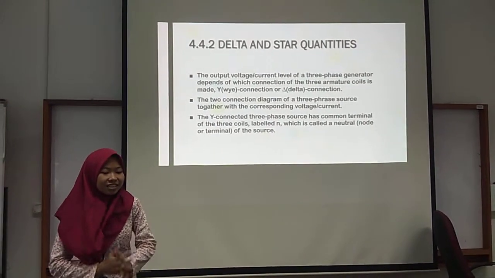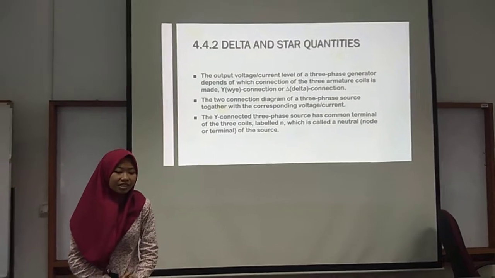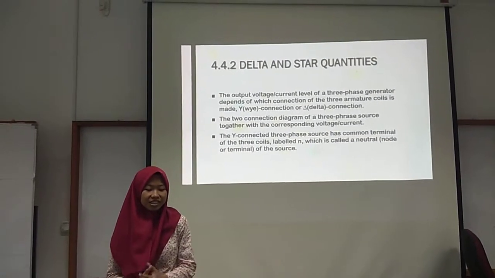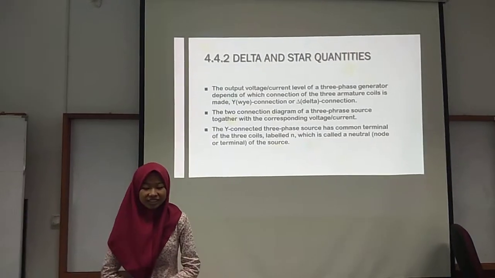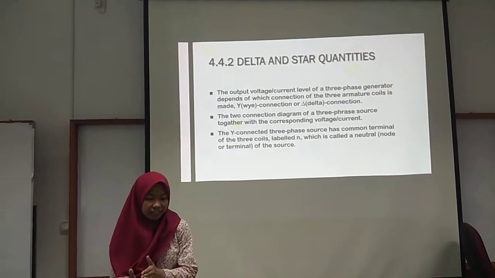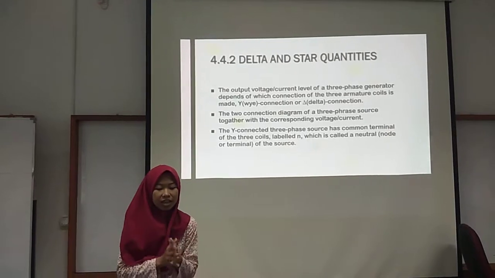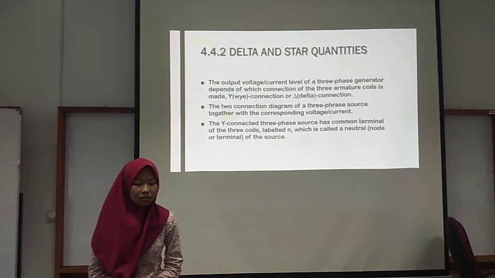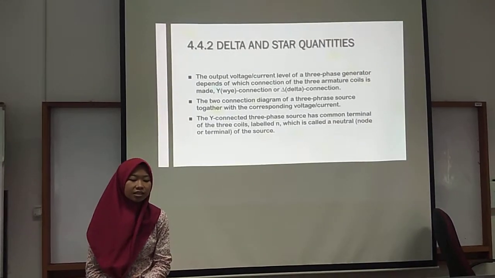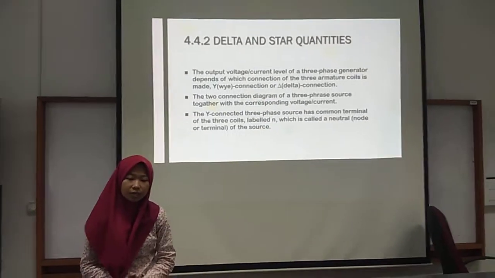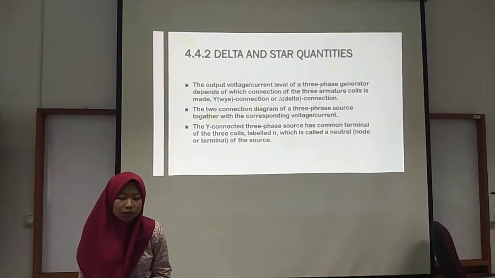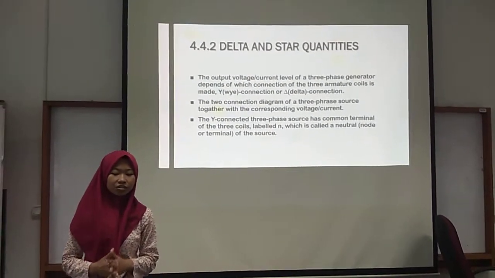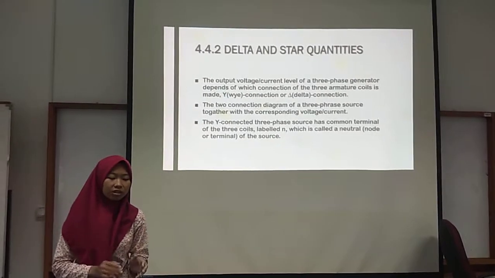Delta and star quantities. The output voltage or current level of a three-phase generator depends on which connection of the three armature coils is made, Y connection or delta connection. The two connection diagrams of a three-phase source are shown together with the corresponding voltage or current. The Y-connected three-phase source has a common terminal of the three coils labeled N, which is called the neutral, not a terminal of the source.